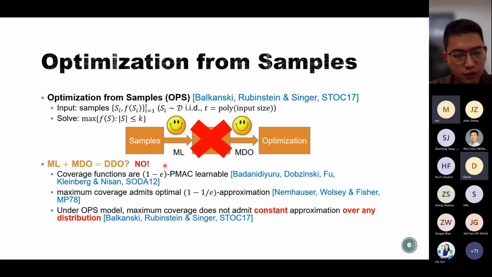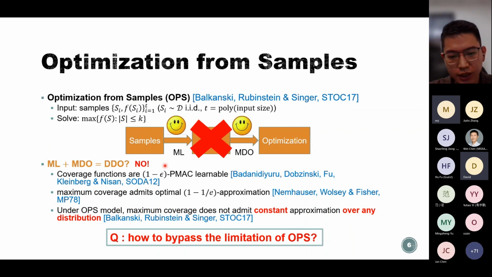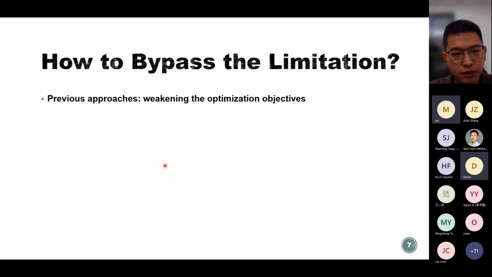Data-driven optimization can be very difficult, even when machine learning and model-driven optimization can be done very well. So the problem is how to bypass the limitation of the OPS model. Previously, there are several approaches. These approaches usually bypass the limitation by weakening the optimization objectives.